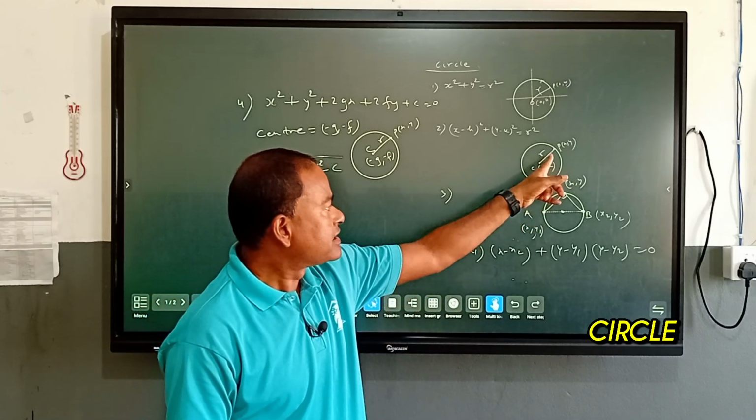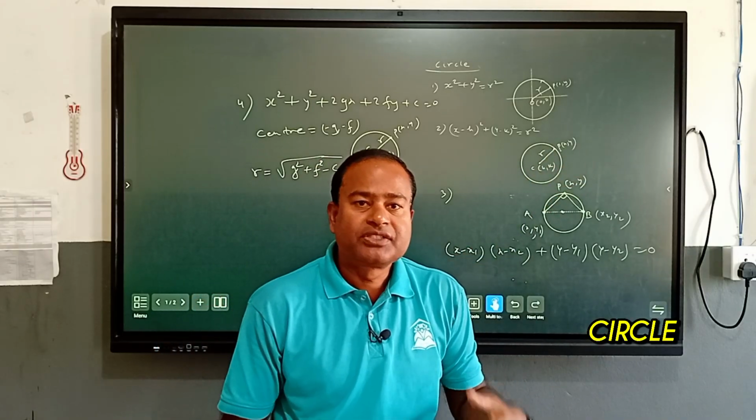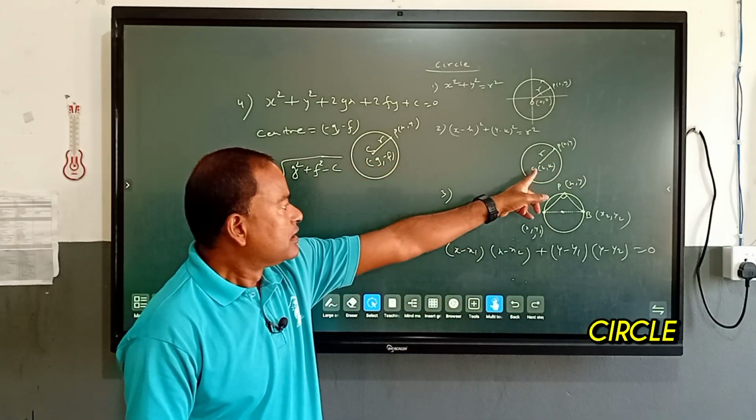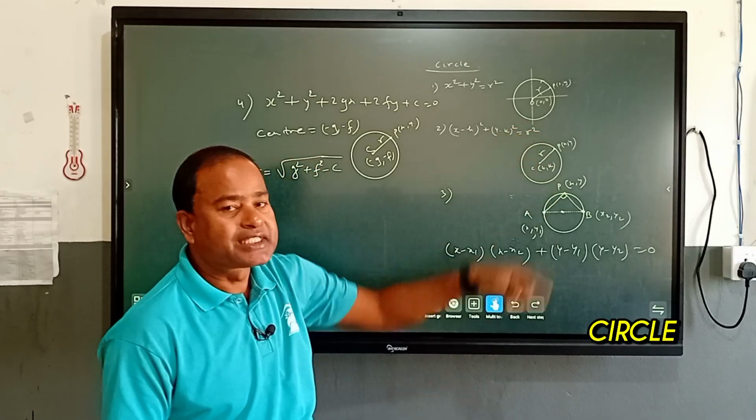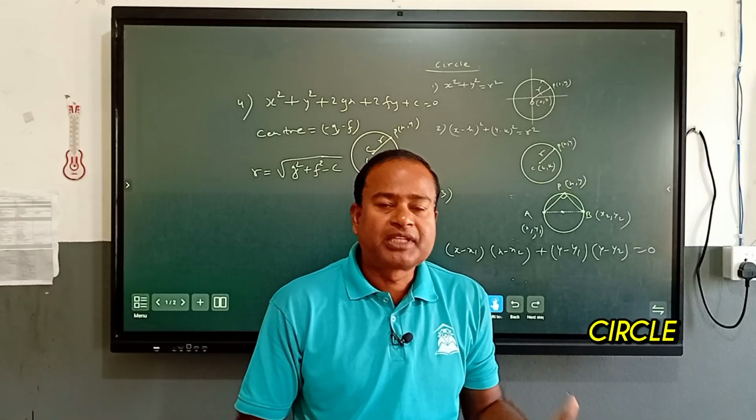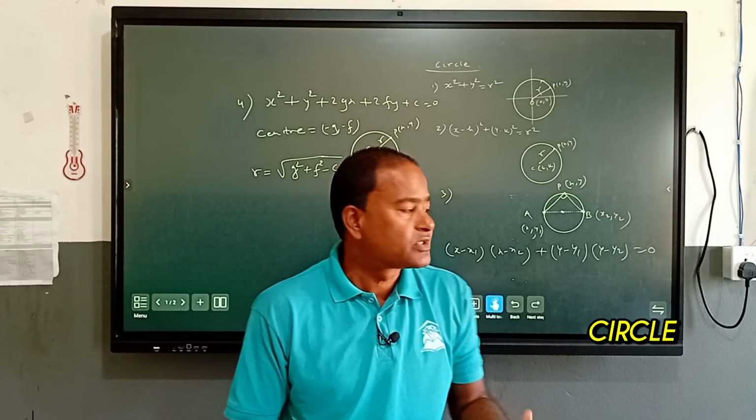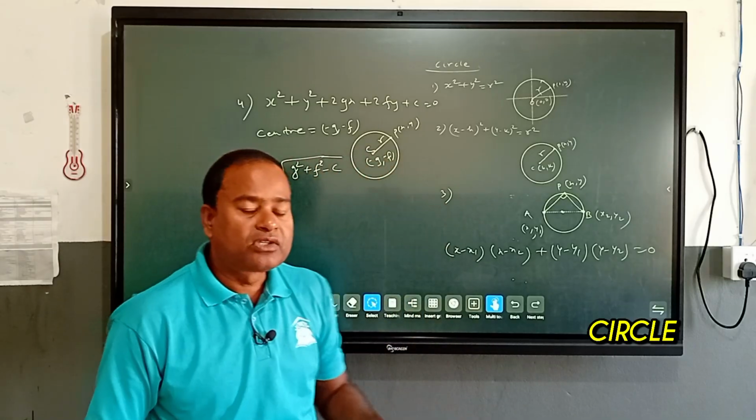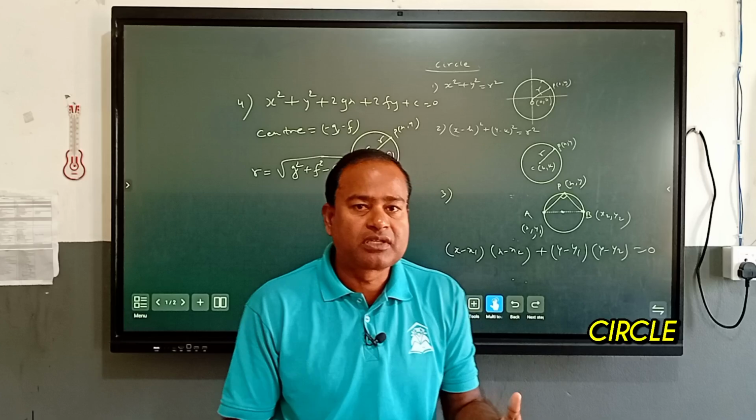And as we know, the distance between the center and any point of the circle is the radius. So when the center is at (h, k) and the radius of the circle is r, in that case the equation of a circle is given by the formula (x minus h) whole square plus (y minus k) whole square equals r square.